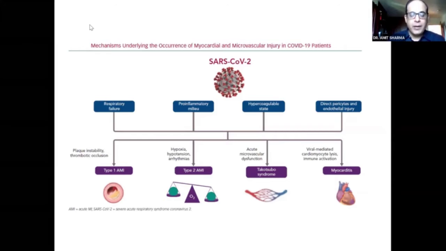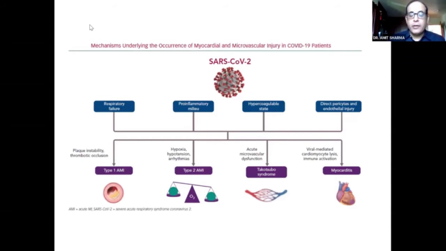The first one is a type 1 myocardial infarction, where there is a proper plaque rupture occurring inside the artery because of the thrombotic milieu. A stable plaque may just rupture, and that can give rise to thrombotic occlusion. There's a type 2 acute MI, where these patients, as Dr. Talat mentioned, have a demand-supply mismatch, severe acute respiratory distress syndrome, severe sepsis, and suddenly you see ST elevations on the ECG. If you take this patient to a cath lab, most likely you will see that the angiography is normal.